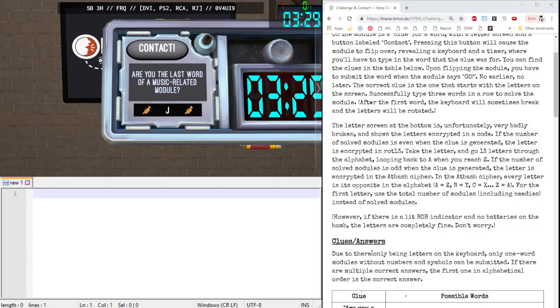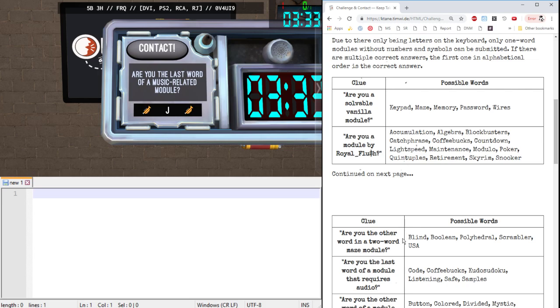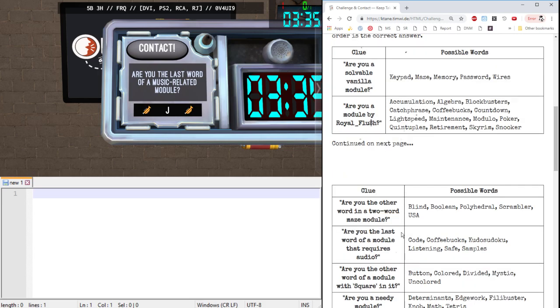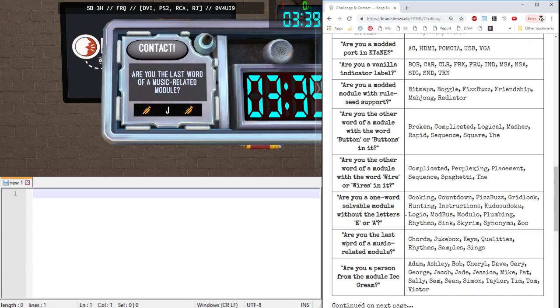If you don't, or if maybe there's some tricky things you're not sure, all of the possible answers are in the module. Last word music-related. Here's our list. And you may notice that I don't have anything starting with a W. That's because W is not actually our first letter.